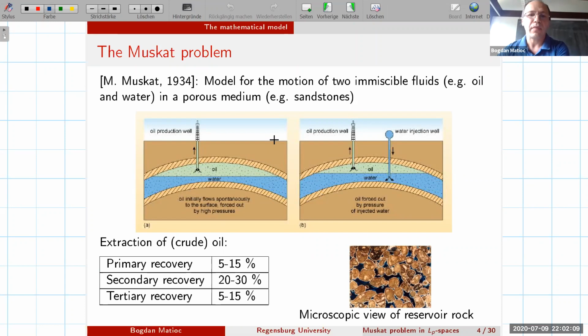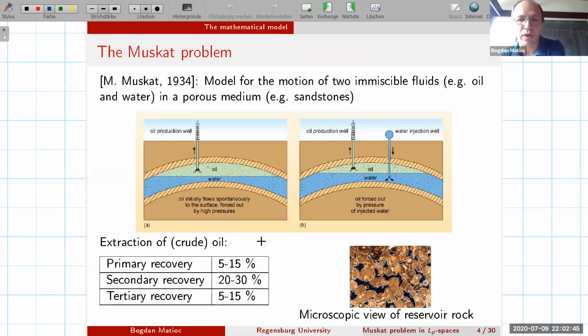What you see here is a cross-section in the porous media in the XY plane. We have two impermeable layers, and between them there's a porous media filled with water and oil. Water is usually located beneath, and oil is above. In the first stage of oil extraction, the so-called primary recovery, the pressure is high enough for the oil production well to extract the oil at a quite fast rate.